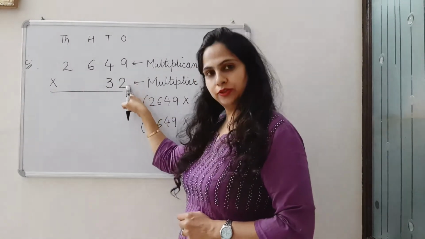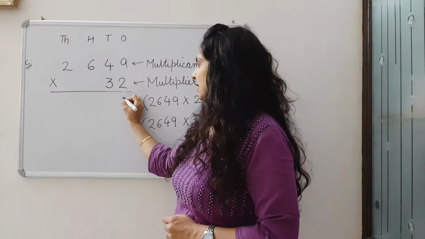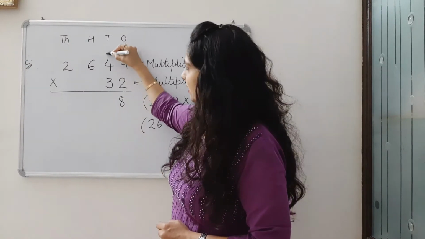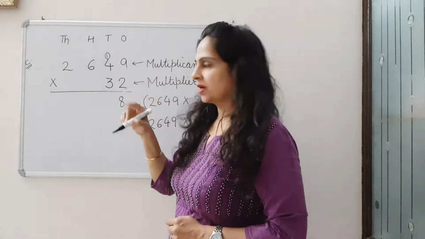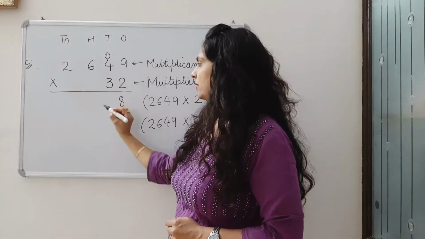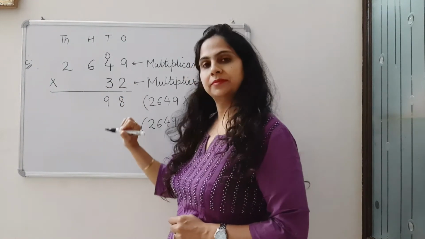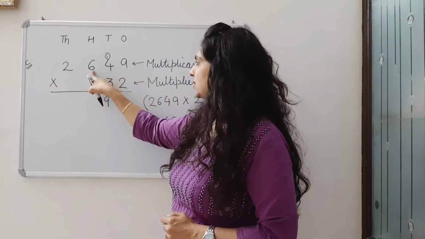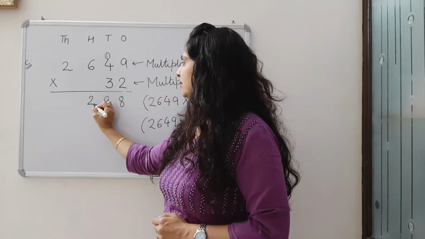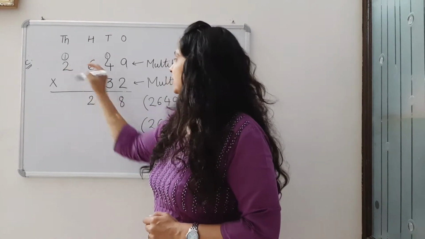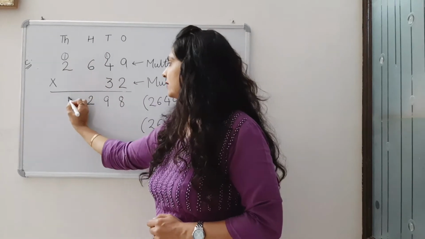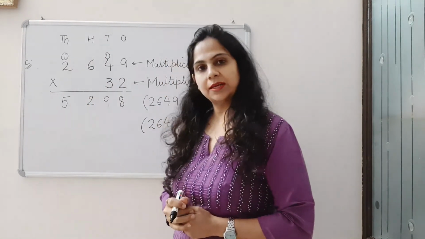Now let's multiply. Let's do the first step. 2649 multiplied by 2. 2 9s are 18. 1 carry. Okay. Now 2 4s are 8 plus 1, 9. Clear? Now 2 6s are 12. 1 carry. Now 2 2s are 4 plus 1, that is 5. This step is over.